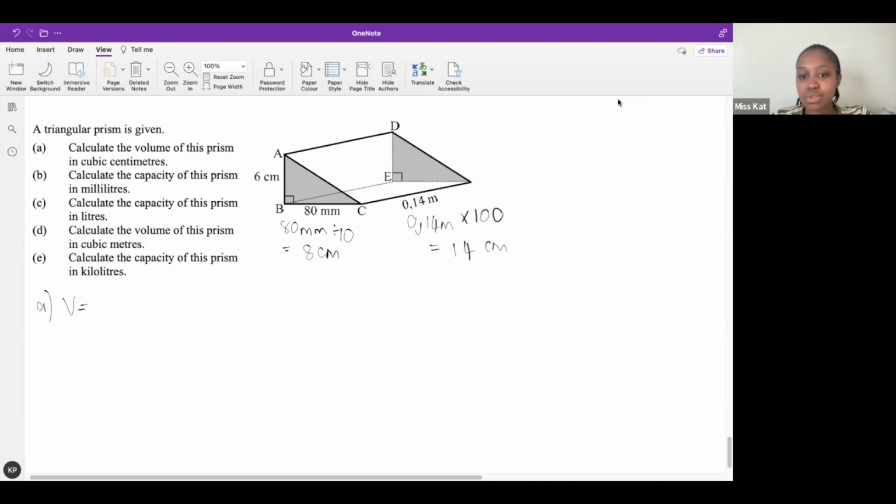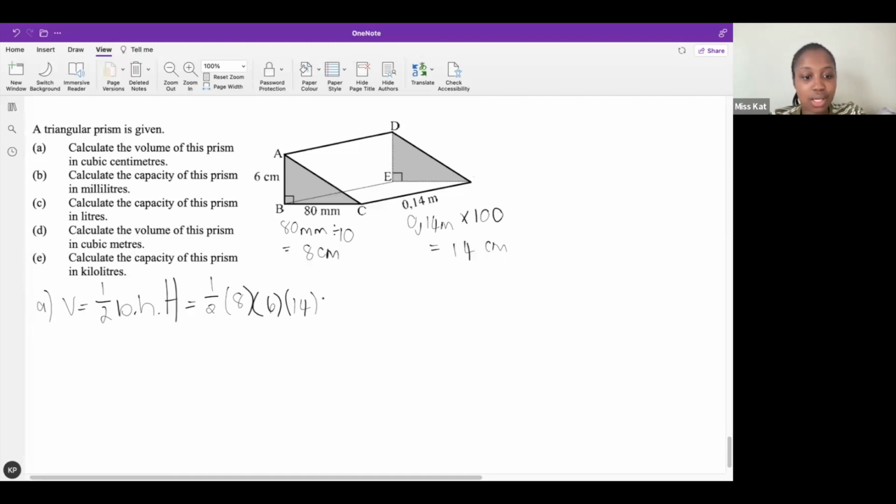Someone needs to either unmute or send it in the chat and tell me the volume. Here we go. Yes, Tabile. It's half BH times the big H, the big height. There we go. Okay, guys, let's substitute. Half of what's the base of my triangle? Is it 8 centimeters? Yes, because they asked for it in centimeters. And then my perpendicular height for the triangle is 6 centimeters. There we go. And then the big height is 14 centimeters. There we go.